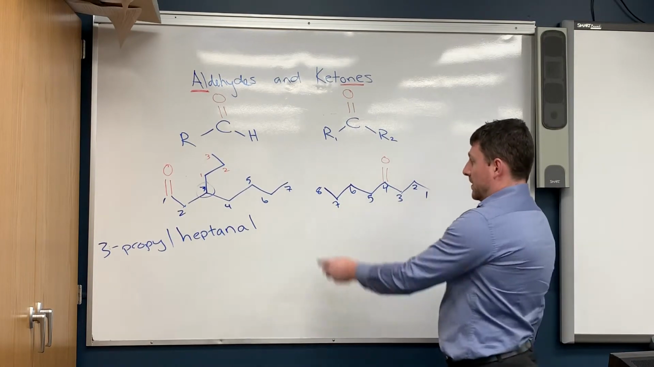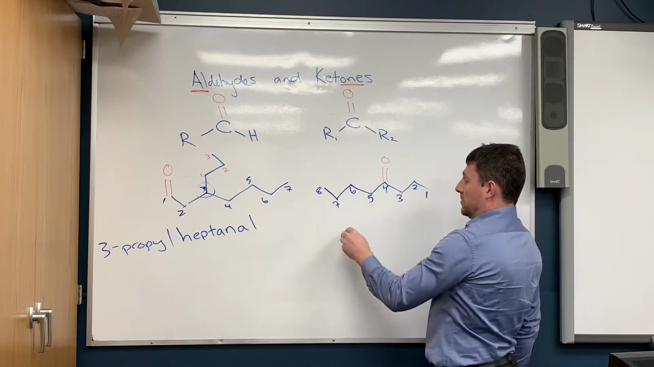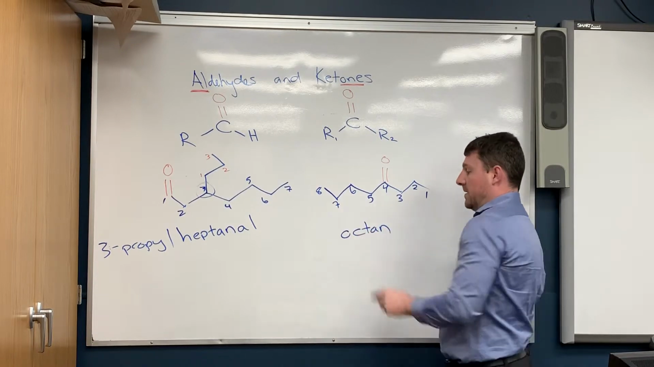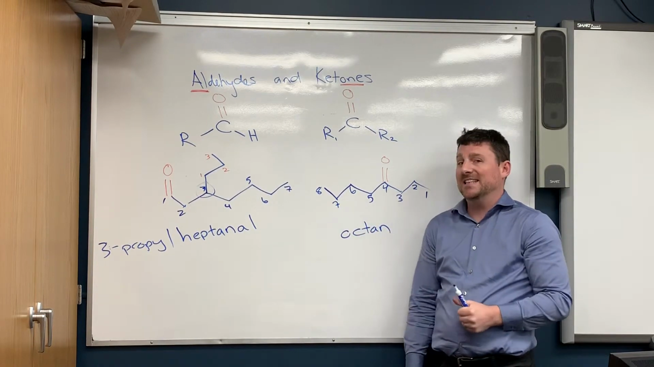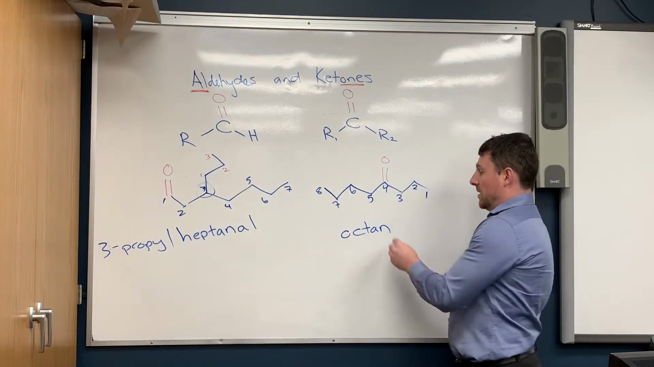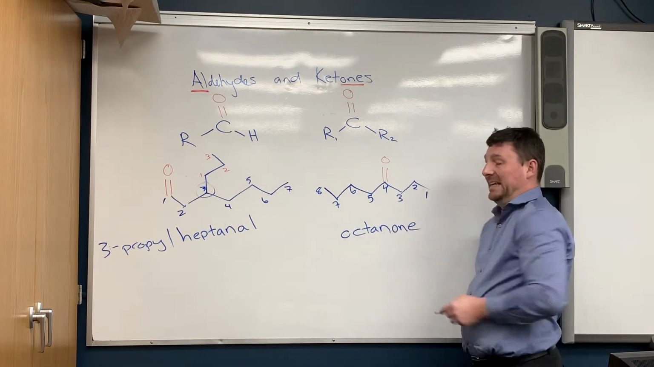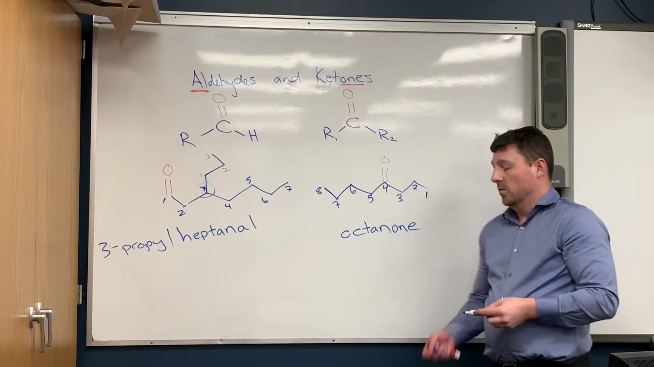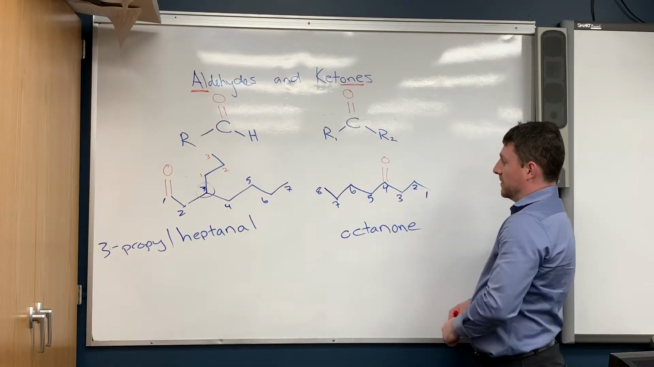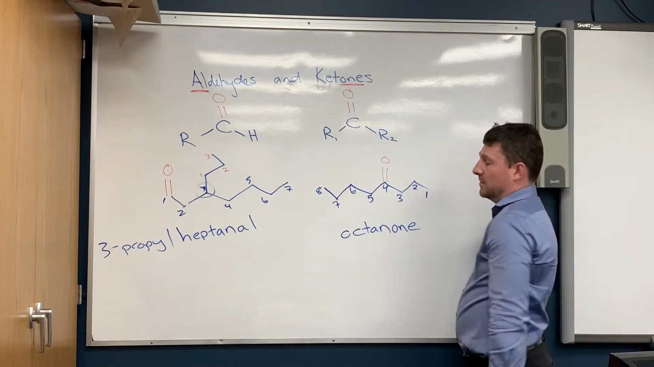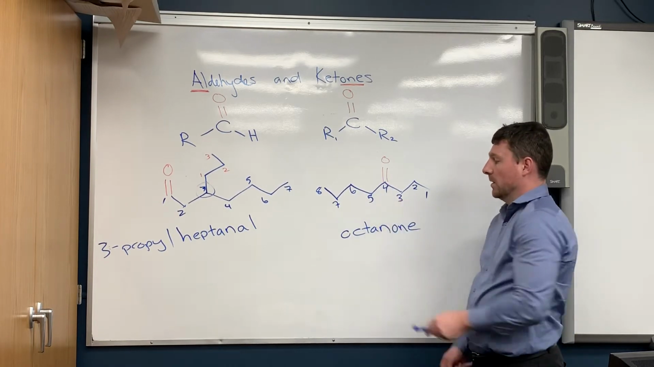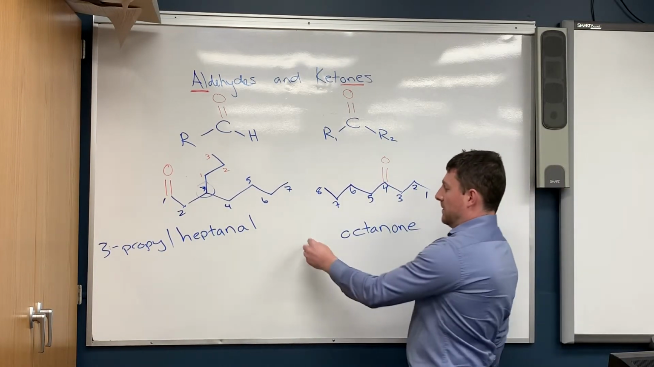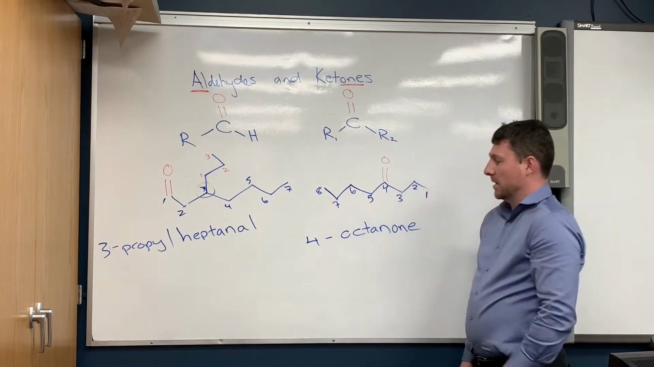And so being an 8-carbon chain, this is going to be octane, and then instead of an E for octane, it's going to be O-N-E for a ketone. It's going to be octanone. And where is my ketone? Well, it's not on carbon 2, 3, 5, 6. It's on carbon 4. And so that's going to be 4-octanone.